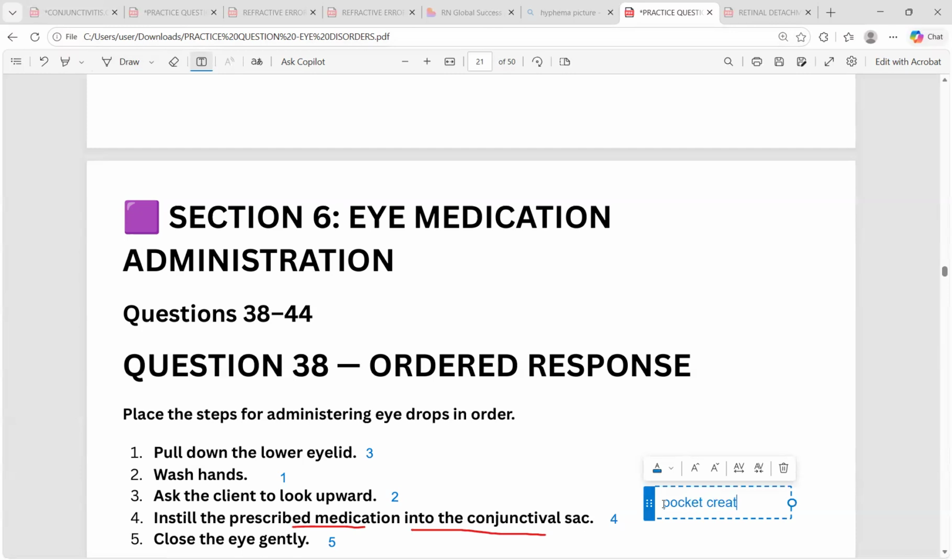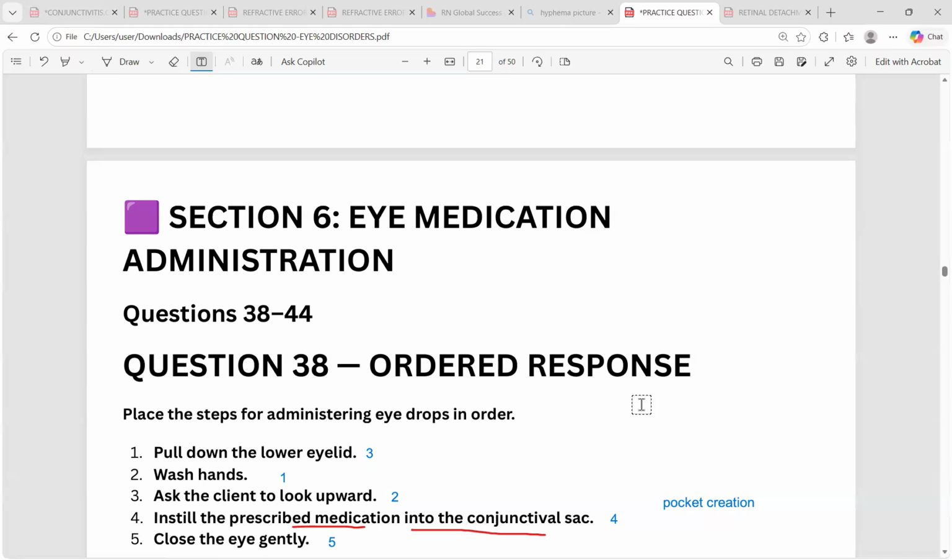Okay, that means in the order, before touching the medicine, we should always wash our hands. Second, we ask the client to look at the ceiling or look in the upward position so that we can create a pocket in the lower eyelid. How can we create the pocket? Pull the lower eyelid downward, so it creates a pocket, the conjunctival sac. We can pour the medicine, and for the total spreading of the medicine in the entire eye, we ask the client to gently close the eye.